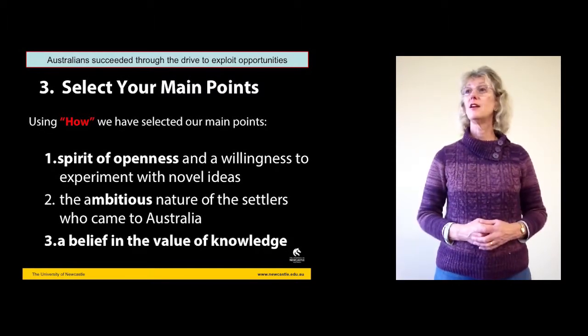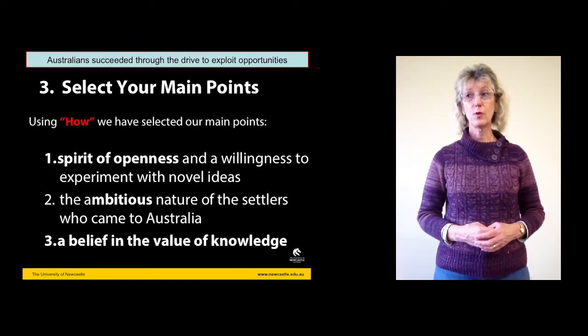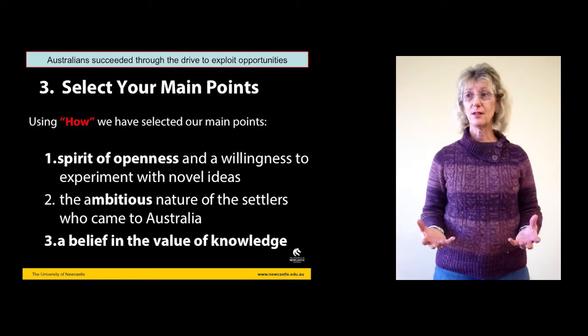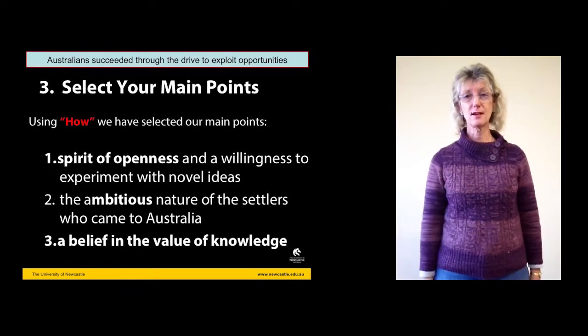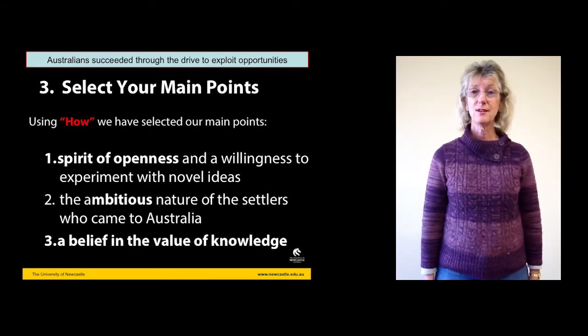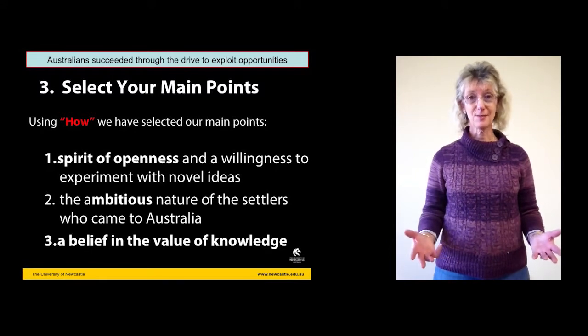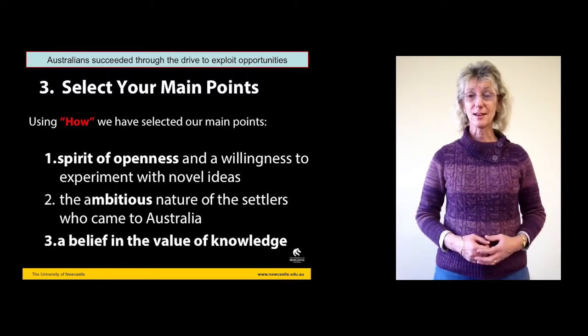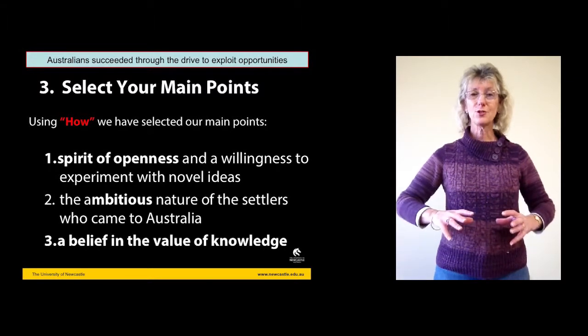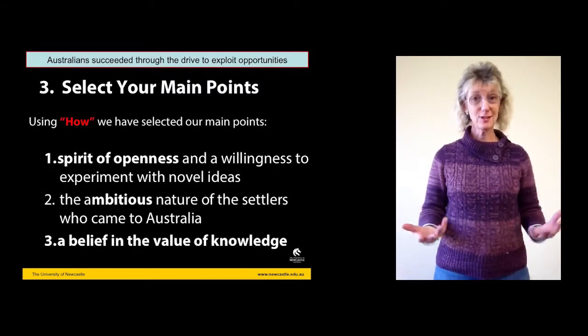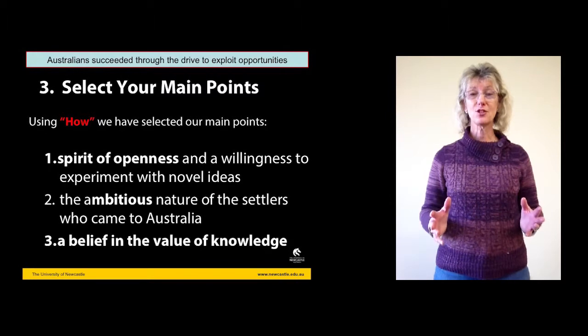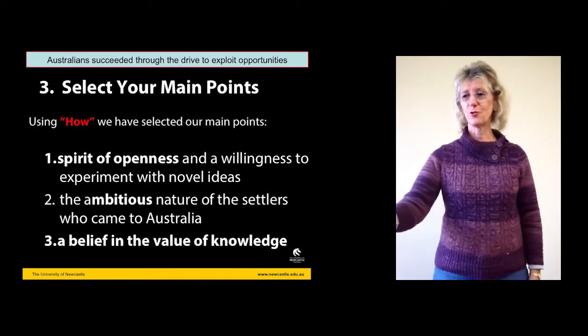Firstly, she says, through a spirit of openness and willingness to experiment with novel ideas. Her second how is the ambitious nature of the settlers who came to Australia, and her third how was a belief in the value of knowledge. Now, from her speech, these 3 points are quite clear. She certainly wrote a very good essay. But what we're trying to do is turn your essay, your written assignment, into a speech that really works for your audience.